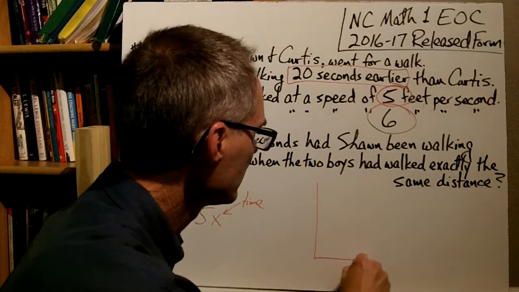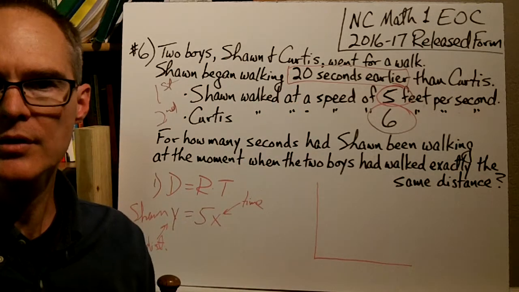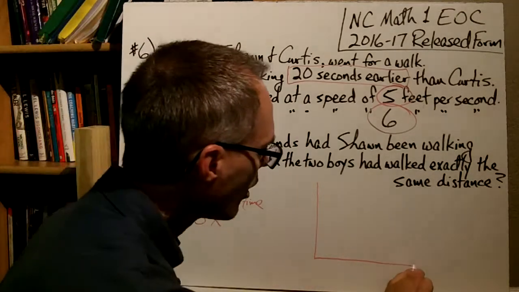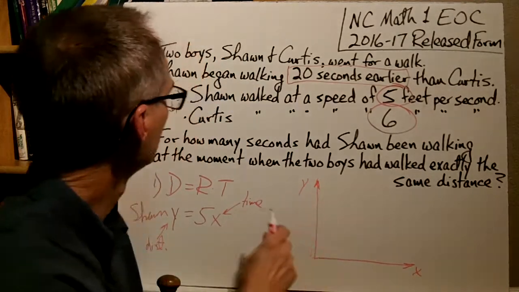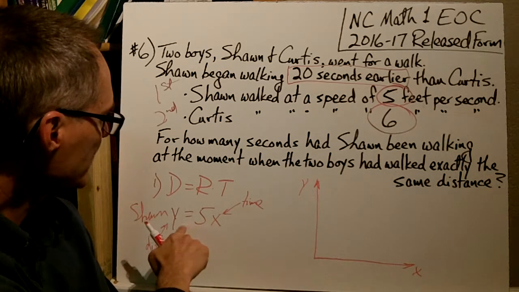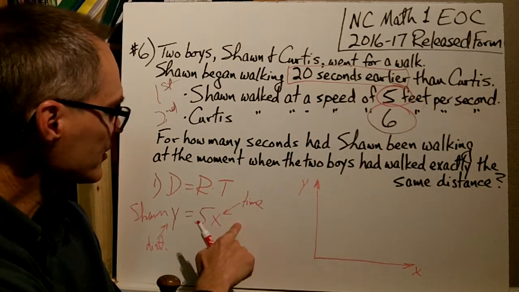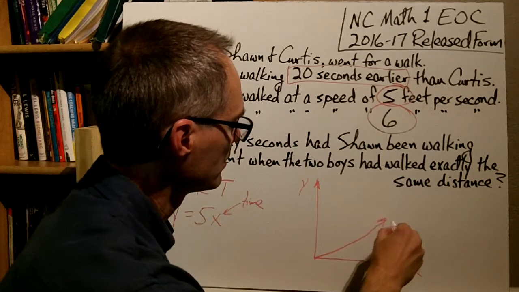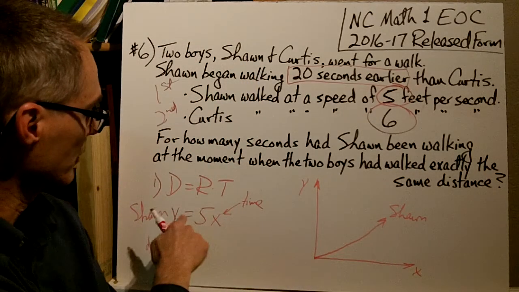In particular, what if, rather than having Sean start walking 20 seconds earlier than Curtis, what if they both started walking at exactly the same time? Well, if they both started walking at exactly the same time, I could draw a graph of the distance that they walked. Sean, y equals 5x, is just a line with a slope of 5 and a y-intercept of 0. That would be what Sean's equation looks like, the equation for the distance that he walks.